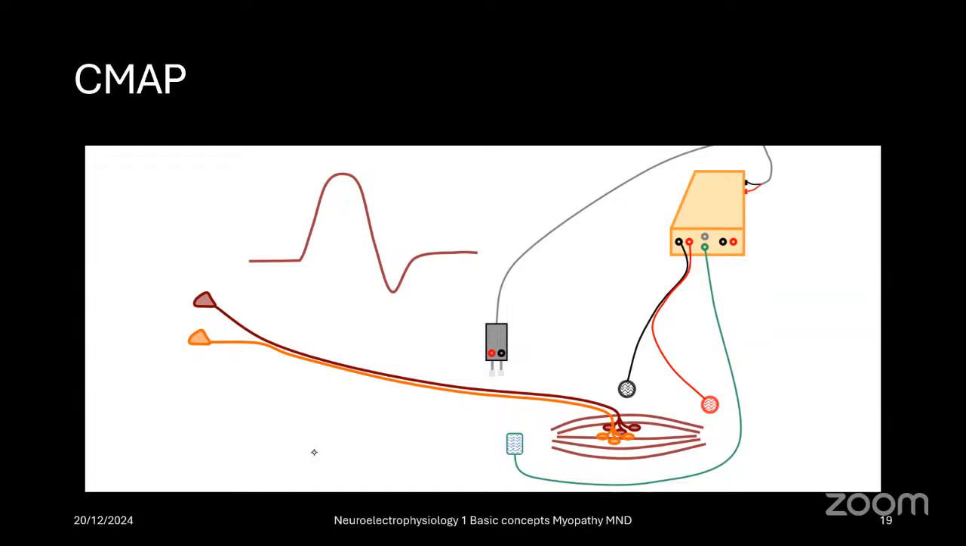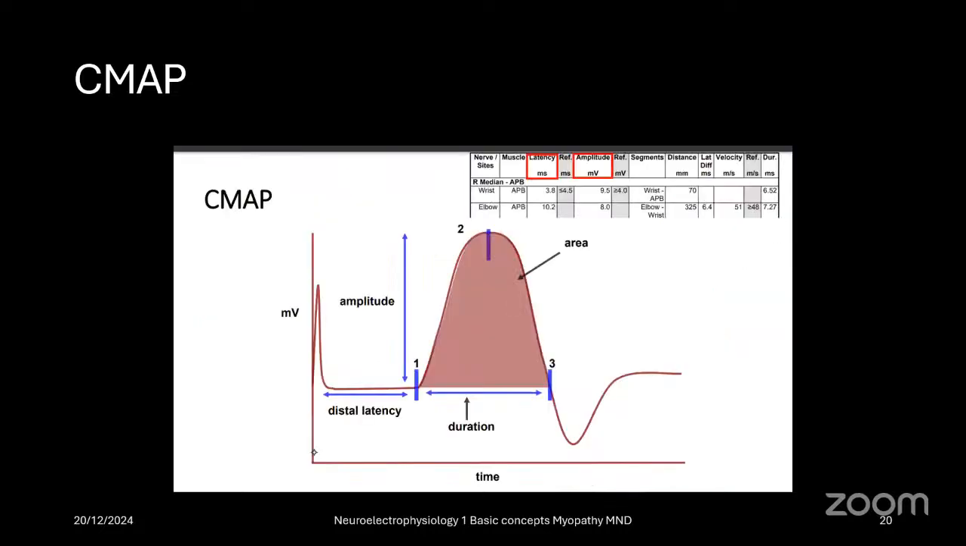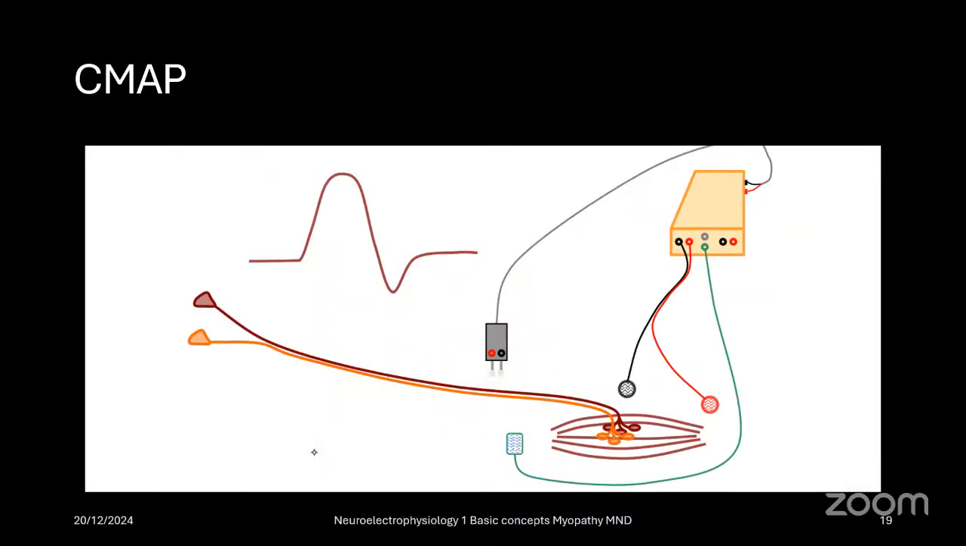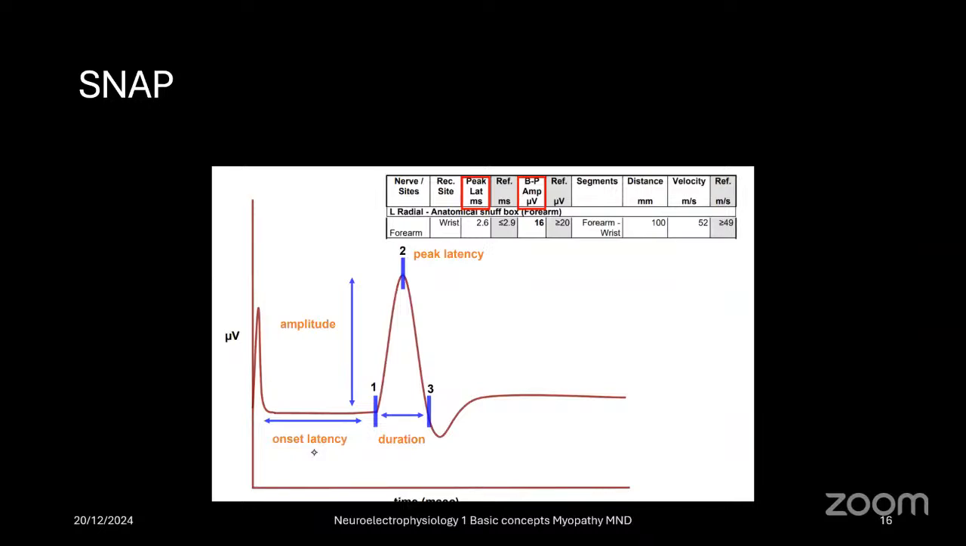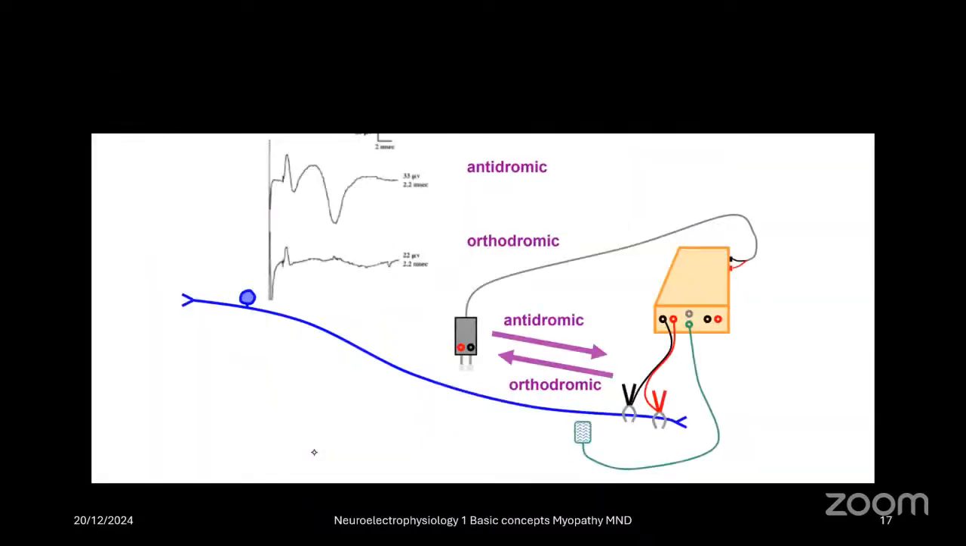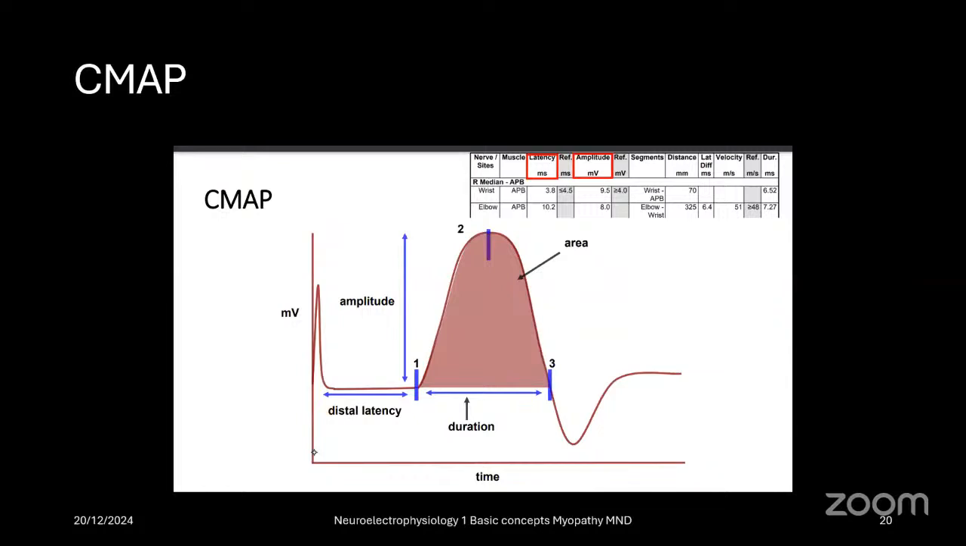And same, you have seen the anode and cathode. The CMAP also has, it is in millivolts. You must have seen the SNAP in microvolts; SNAP is in microvolts and CMAP is in millivolts. And it has an amplitude, duration, and distal latency. These are the parameters which are usually studied in each compound muscle action potential.